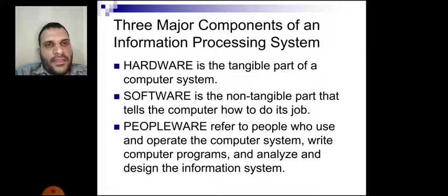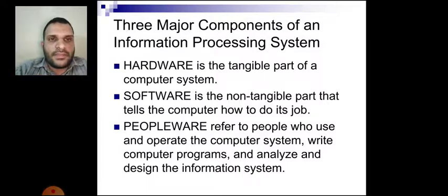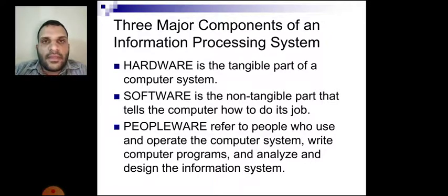But in the case of software, the second one, it is a non-tangible part that tells the computer how to do the job. It acts as the soul of the computer system. Therefore, software is the underlying working system on the computer. There are different types of software: system software and application software. One of the system software is the operating system, and the main software in the computer system is the operating system.